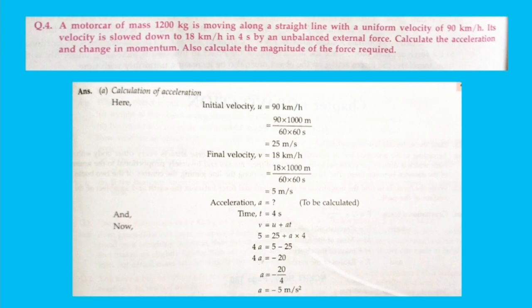Now to find the acceleration, the time given is 4 seconds. Using the values of t, v and u, we can find a using the formula v equal to u plus at. Substituting, we get 5 equal to 25 plus a into 4. This implies 4a equal to 5 minus 25, 4a equal to minus 20, a equal to minus 20 by 4, and a equal to minus 5 meter per second square.